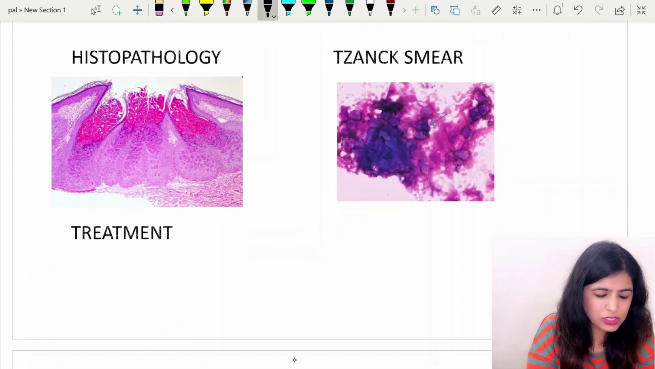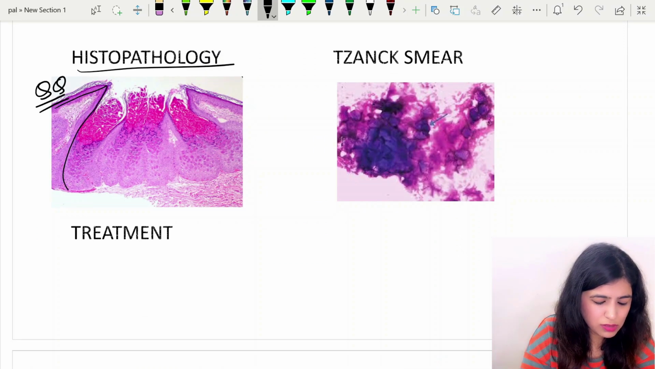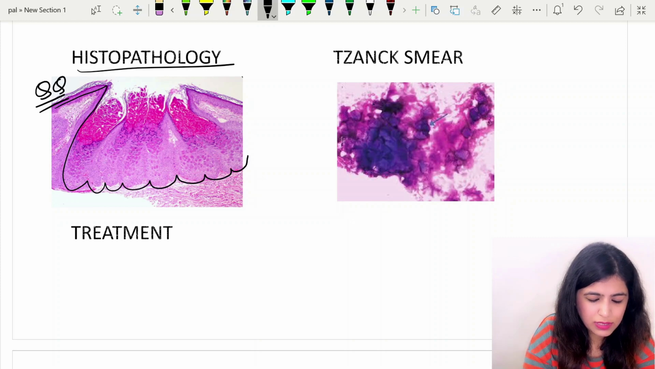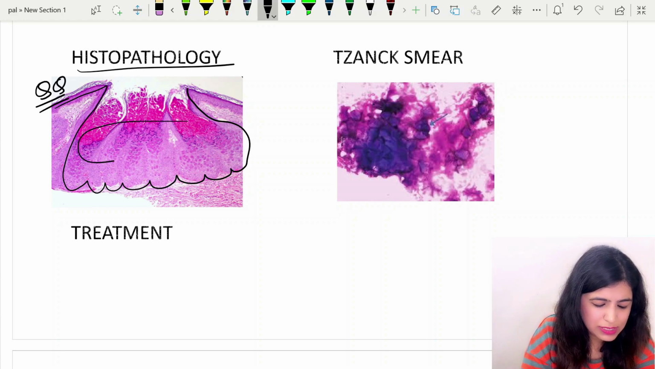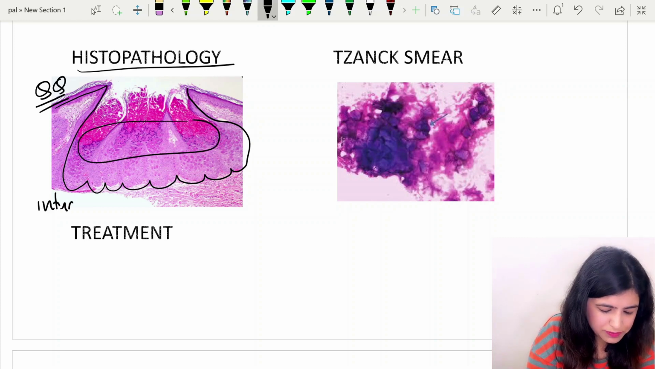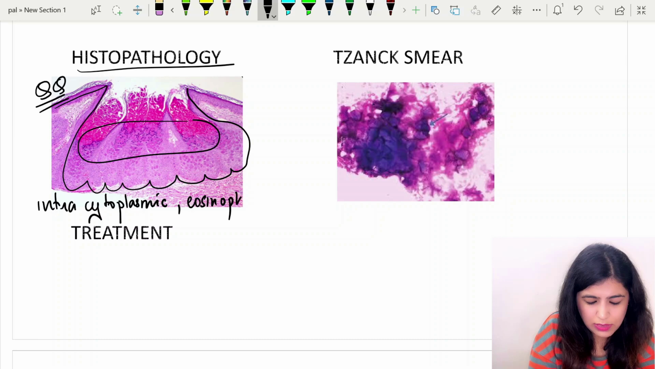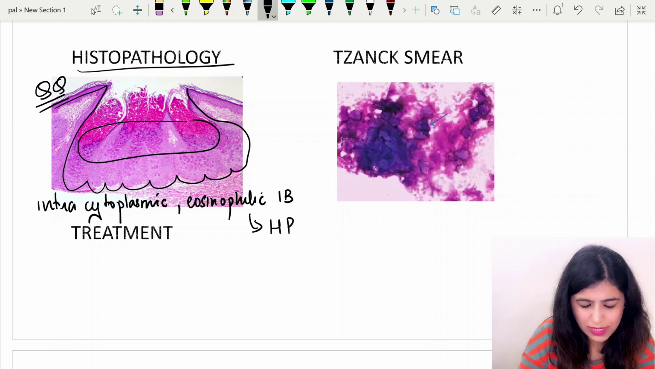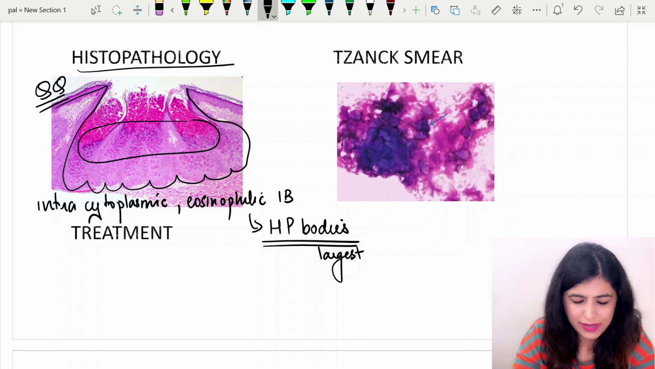Coming to the histopathology, a very important question asked a few times. You see here a lobulated invagination of the epidermis into the dermis, and you see these multiple intracytoplasmic eosinophilic inclusion bodies. What are they called? They are called Henderson-Paterson bodies. These are the largest inclusion bodies caused by a virus.